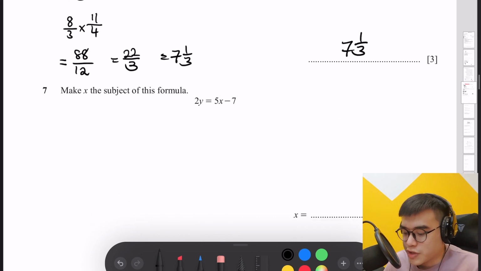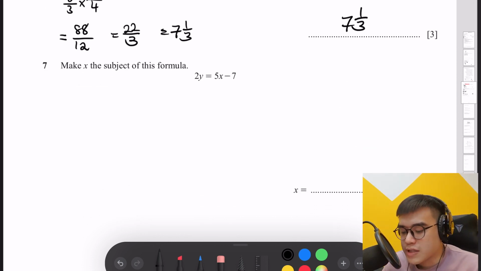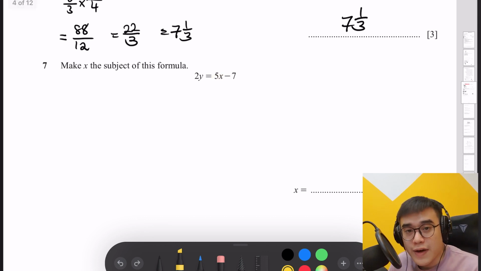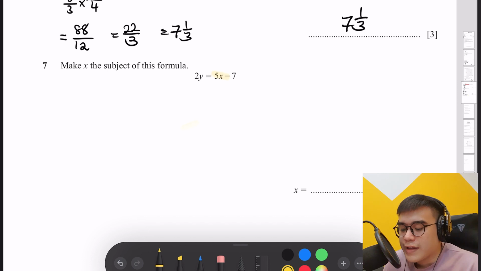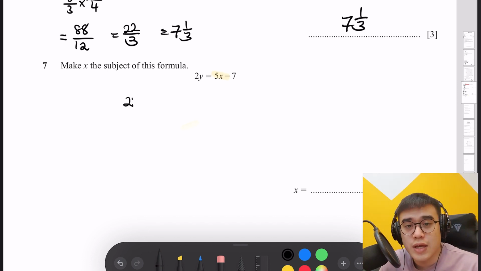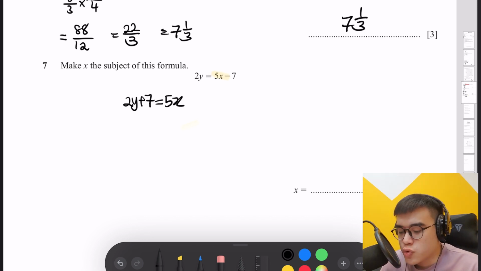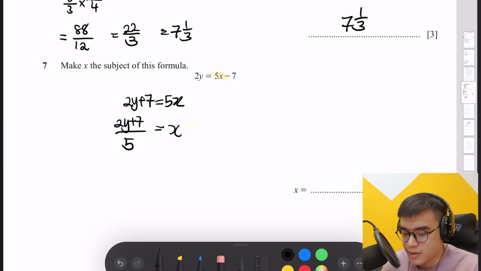Moving on to question 7, make x the subject of this formula. I colored my 5x over there in yellow. I first shift the negative 7 to the other side. Then I get 2y plus 7 equals 5x. To get rid of the 5, I'll be taking 2y plus 7 divided by 5. Then that will be your final result for x.